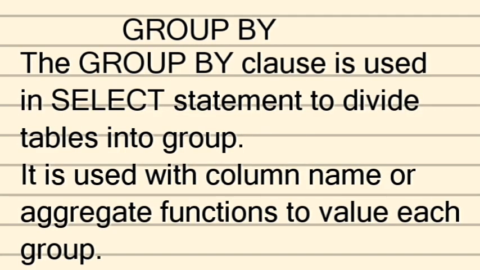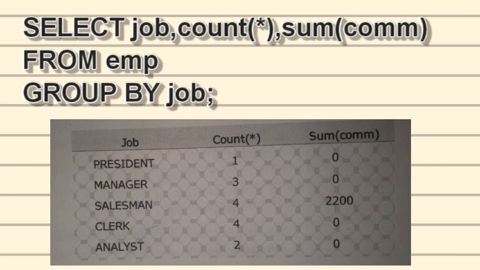Next clause that we are going to use is the group by clause. Whenever I'm talking about a group by clause, it is used in select statements to divide the table into groups. Basically what it will do, it will take the already existing table in the database and divide that table into different groups. So grouping can be done by a column name or with the aggregate function, in which case the aggregate produces a value for each group. So let's take an example to calculate the number of employees in each grade and the average gross of each grade of employees using this command.